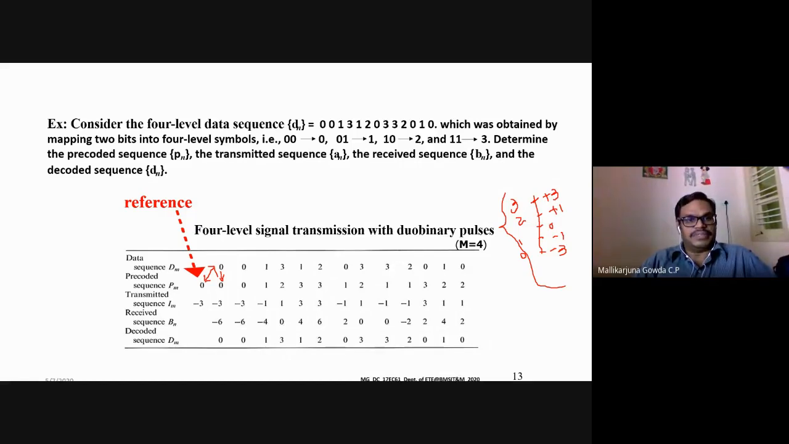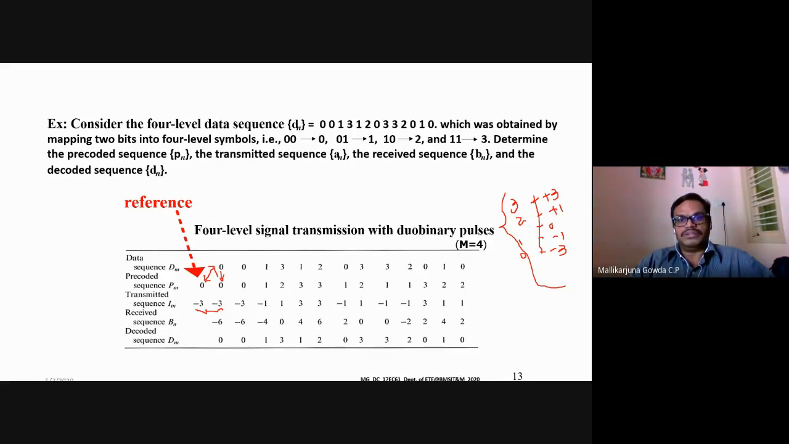Then, bm, that is the received sequence. In the received sequence, what do I do? I add up these two. If I add up these two: -3 plus -3 is -6. Then -3 plus -3, -6. Then -3 plus -1 is -4. Then -1 plus 1 is 0. Then 1 plus 3 is 4. Then 3 plus 3 is 6. Then 3 plus -1 is 3 minus 1, which is 2.